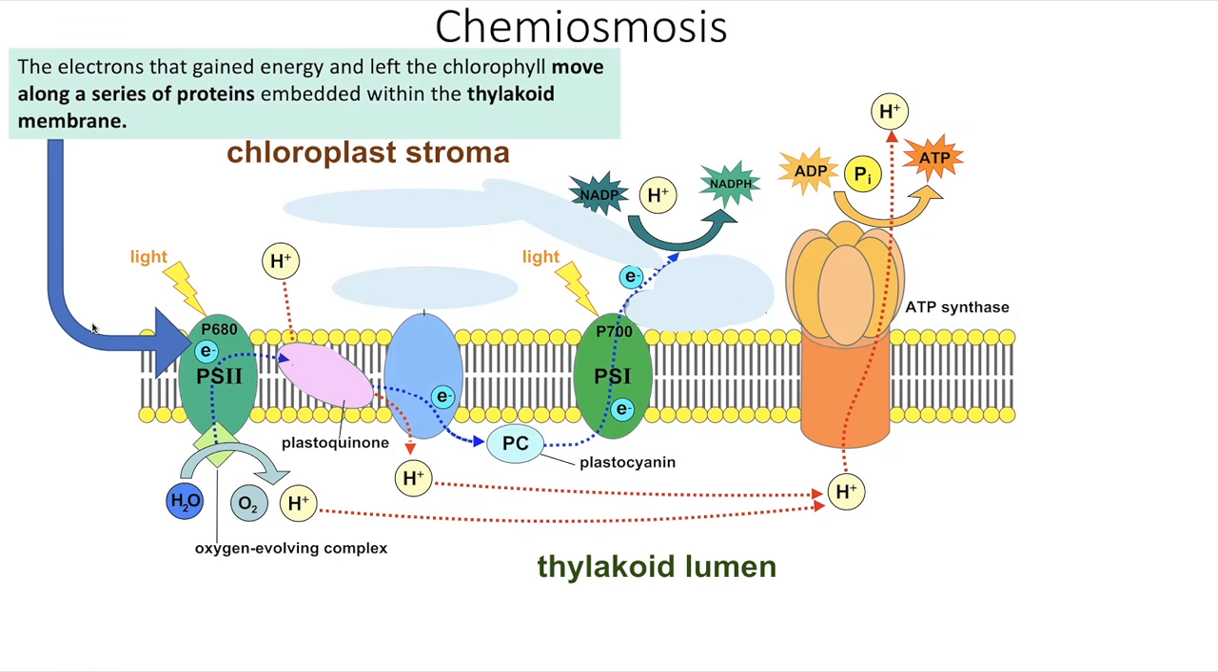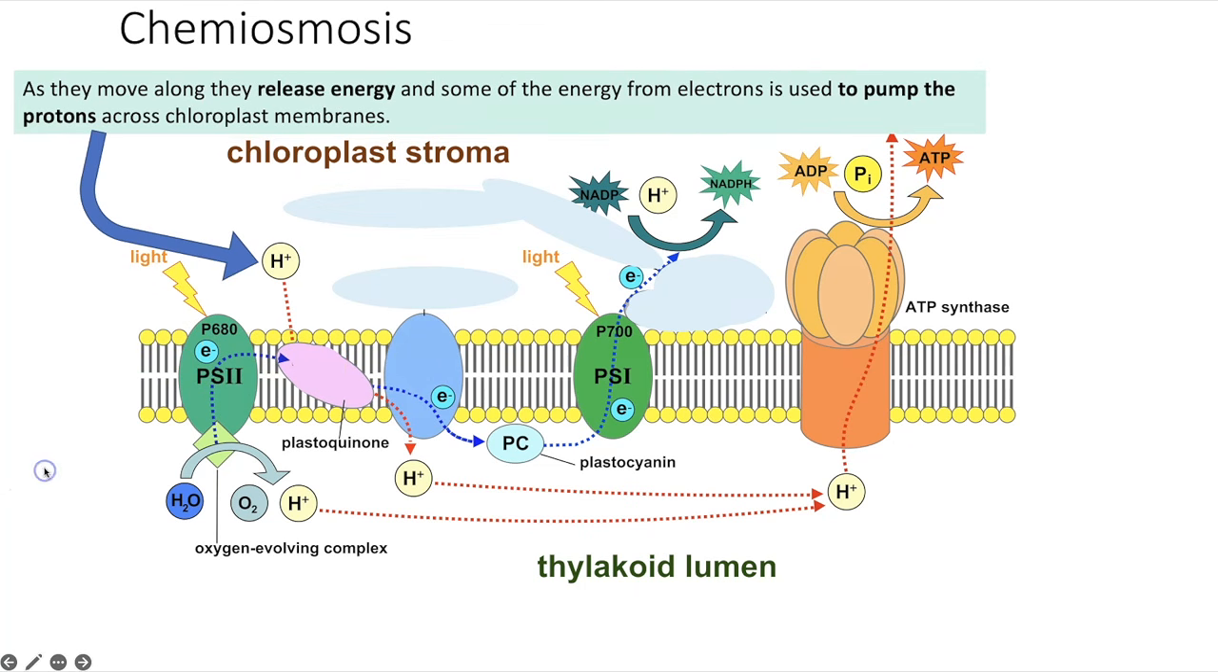So chemiosmosis then, this is the last bit just to look through. And the diagram, you can see here again the effects of non-cyclic photophosphorylation and also cyclic phosphorylation, and how we get the reduced NADP and ATP production. But the main thing we're focusing on here is how we get the ATP production, because we've not explained that part yet. So the electrons that gained energy and left the chlorophyll in photosystem 2, and it would happen in photosystem 1 as well, move along those proteins in the electron transport chain.